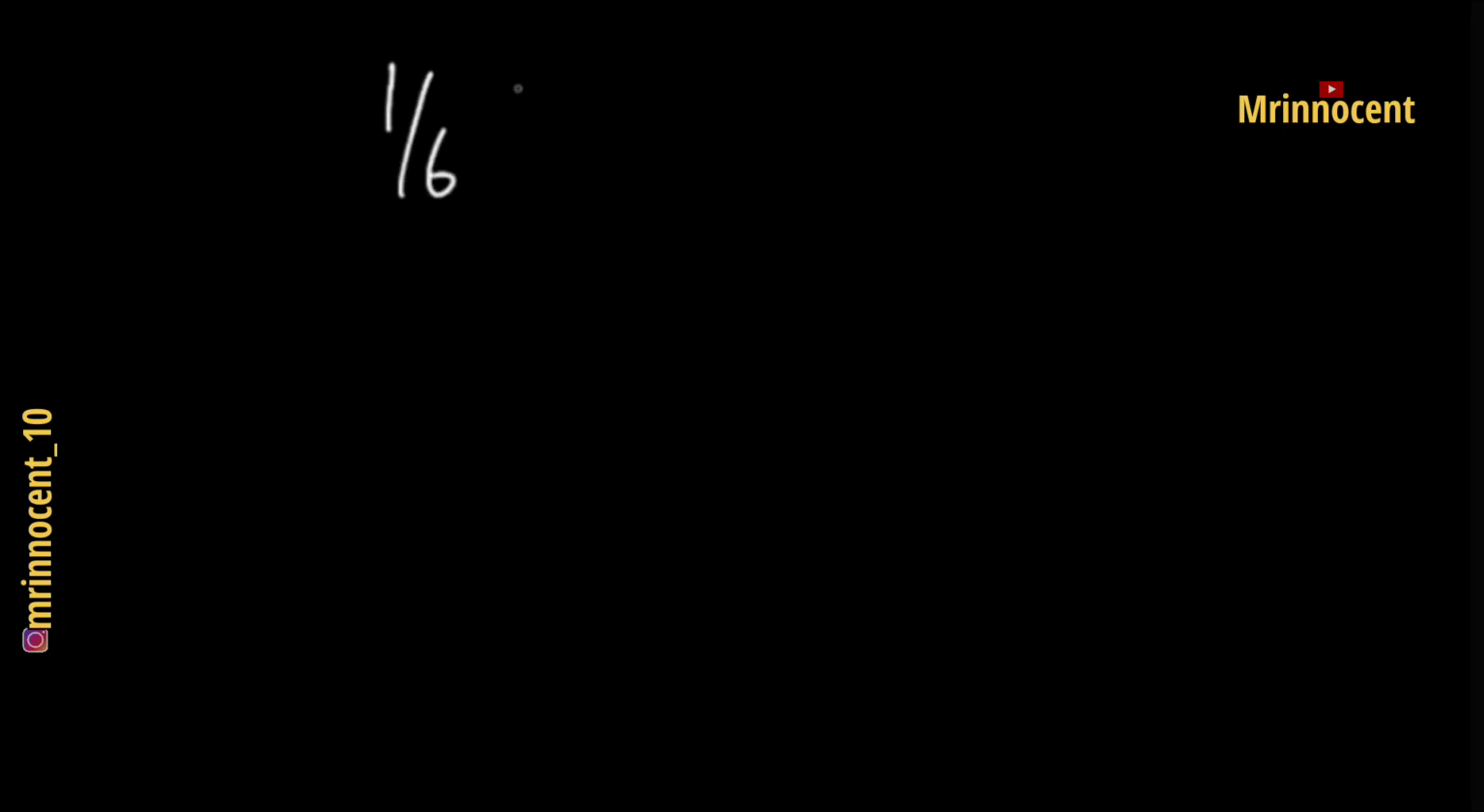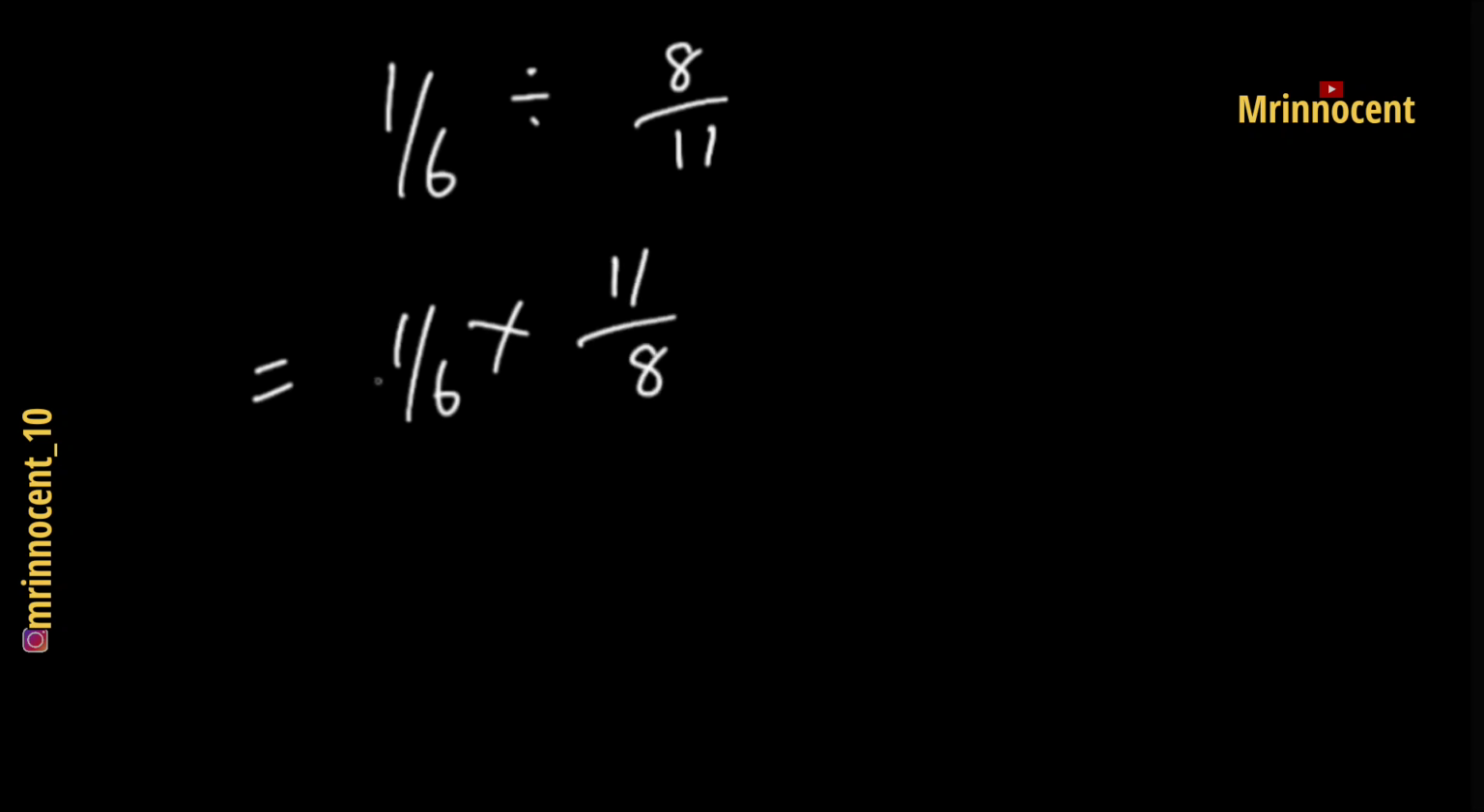1 over 6 divided by 8 over 11 is equal to 1 over 6 multiplied by 11 over 8. So 1 times 11 is 11 over 6 times 8 is 48.